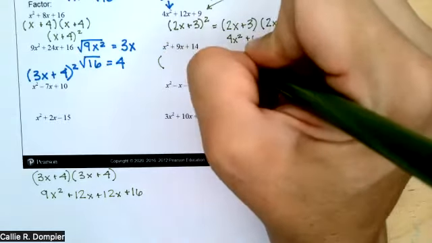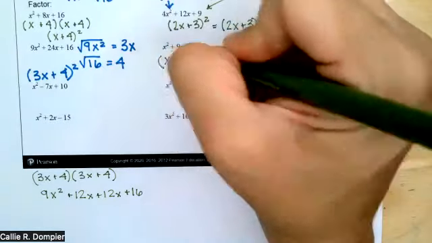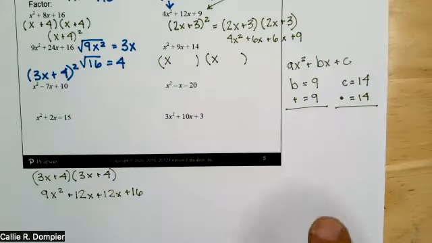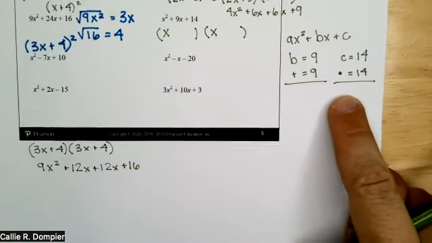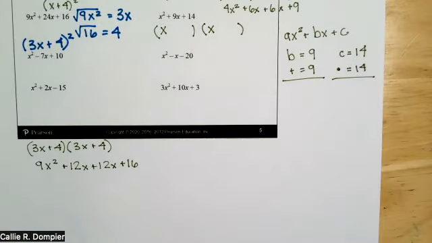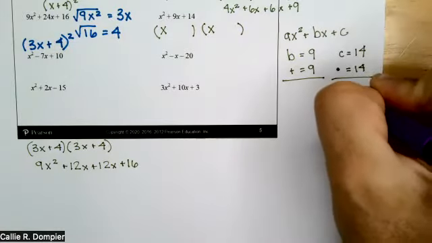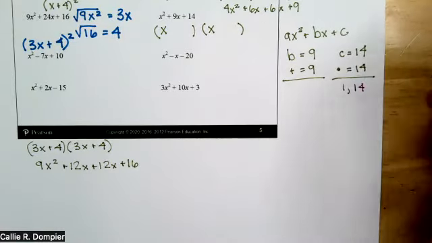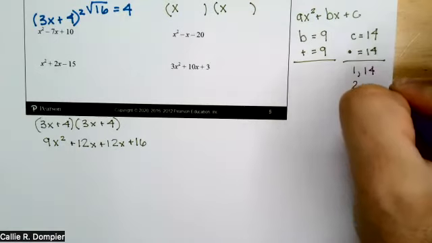But I do know that it will start with just x times x, right? All right, what are the factor pairs of 14? We have 1 and 14. We have 2 and 7.